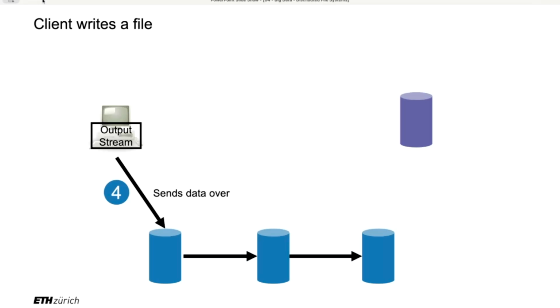128 megabytes, right? By default. Of course, you could change that. You can make it 4 gigabytes if you're a big fan of 4 gigabyte blocks. All right, so we send the data over.